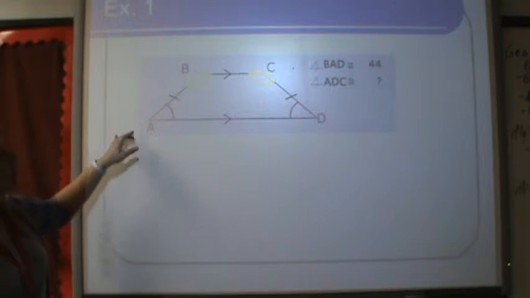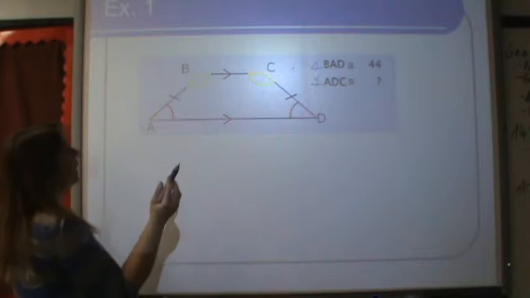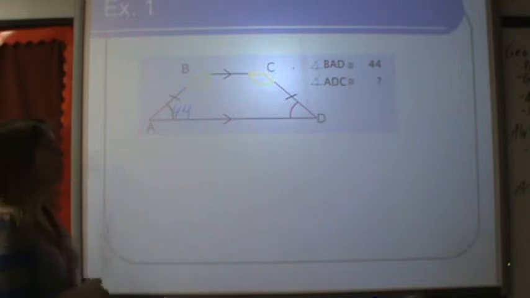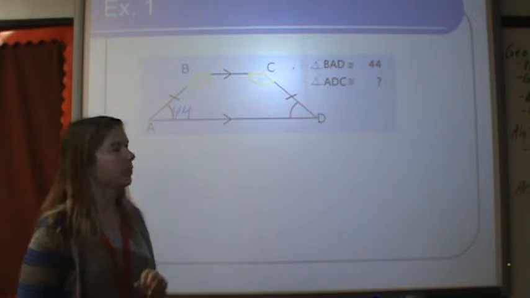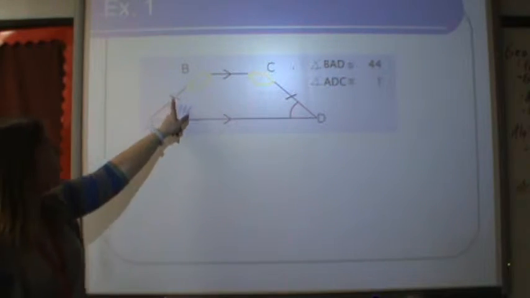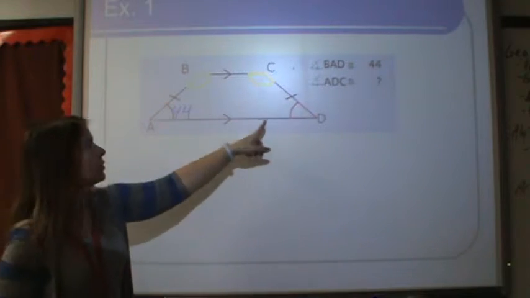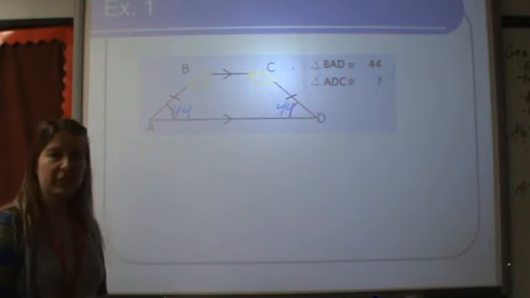So here we have a trapezoid, and I know that angle BAD is 44. So BAD is this angle here. So that angle is 44. I want to find the measure of angle ADC. Well, if I remember, because this is isosceles, because those two legs are marked congruent, that means my base angles are congruent. So that means this angle is also 44 degrees.